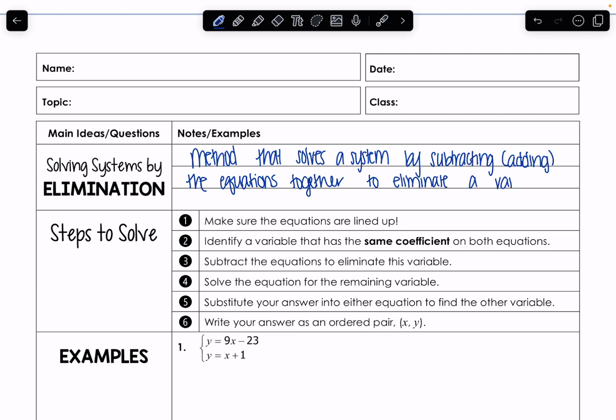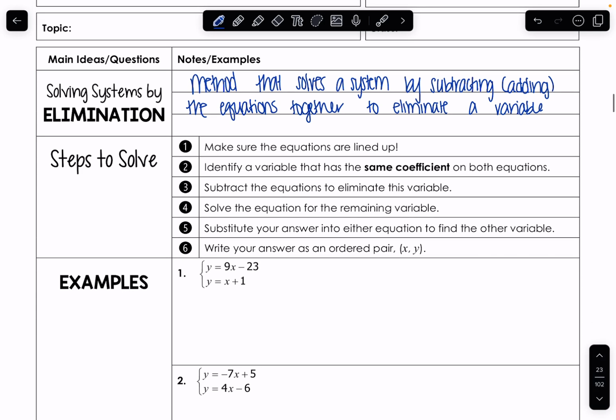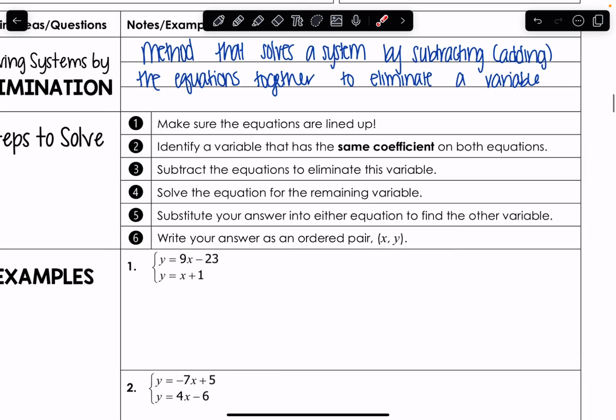So what we're going to see is we are no longer going to need any equation to be solved for. This method is really useful when you have nothing solved for. Because we're always going to see different types of equations, and maybe both are solved for y, maybe one is solved for y, maybe one is solved for x. Elimination is going to be most useful when no equation is solved for, and we will talk about why this is the best one.